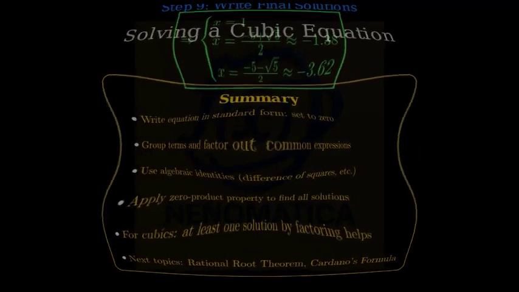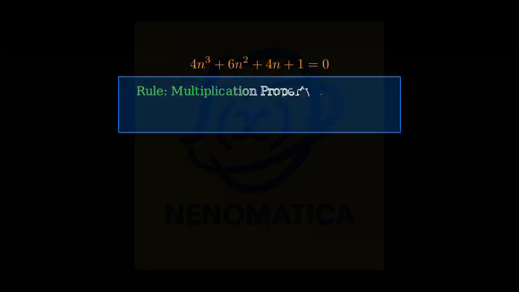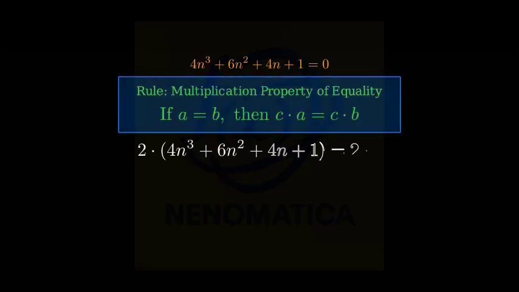For future study, let's look at our problem. We need to find the roots of the following cubic equation: 4n cubed plus 6n squared plus 4n plus 1 equals 0. Following the given solution method, our first step is to multiply both sides of the equation by 2. When we multiply each term by 2, we get 8n cubed plus 12n squared plus 8n plus 2 equals 0. Now, following our solution method, we express this in terms of 2n.